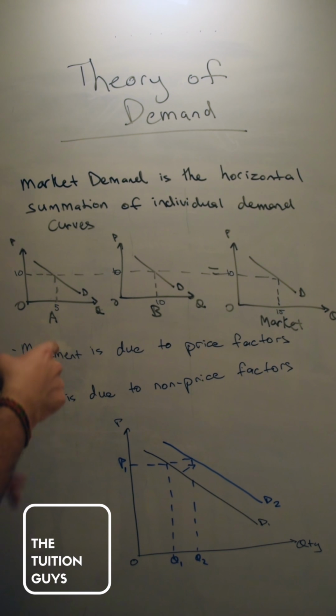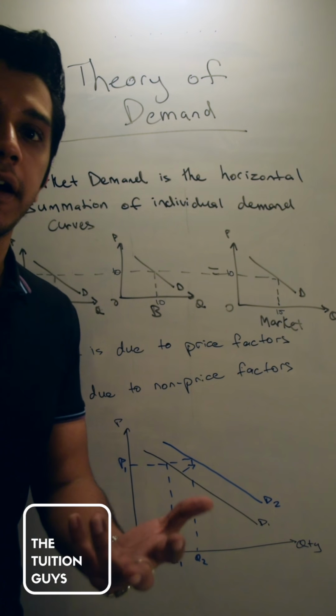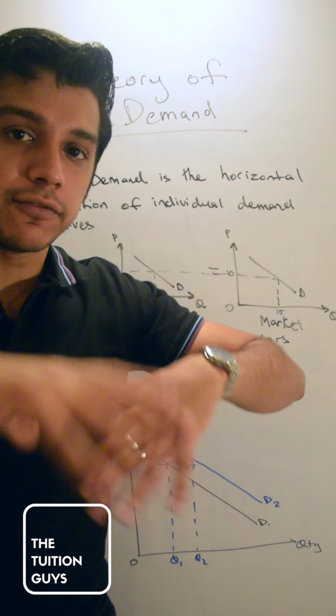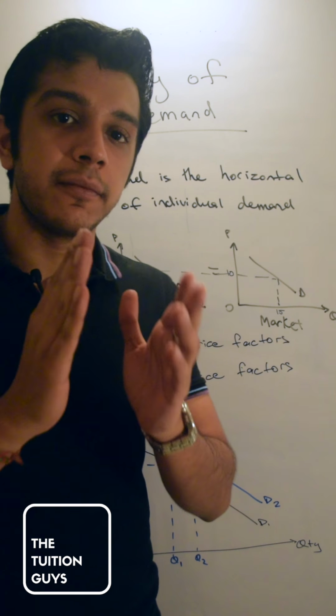So now what we're going to look at is how is the market demand derived. That means the market demand is basically all the individuals combined together. How do you find the market price?